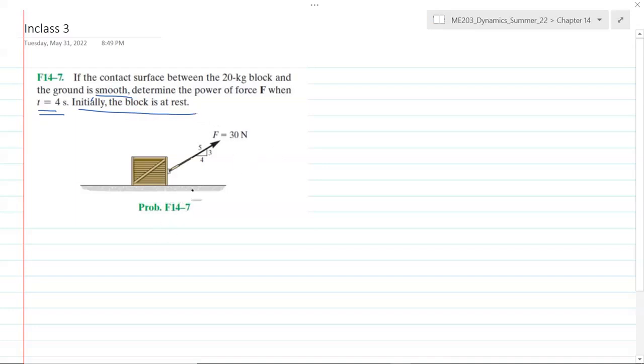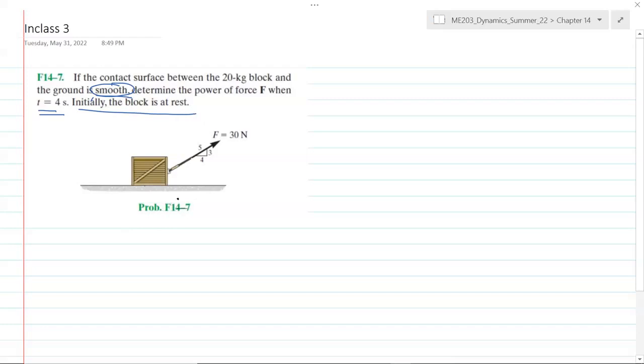This is an interesting problem because we need to apply the concept of power and efficiency, the equations of motion that we have studied in chapter 13, and kinematics that we have studied in chapter 12. So all three concepts are being applied in this problem. Now, there are a couple of keywords in the problem definition. The contact is smooth, which means do not consider friction. And initially the block is at rest, that means initial kinetic energy is 0.